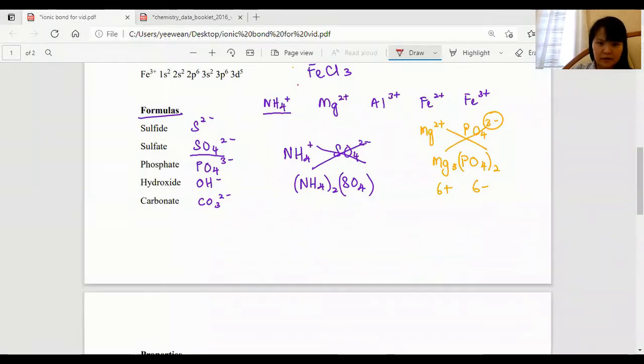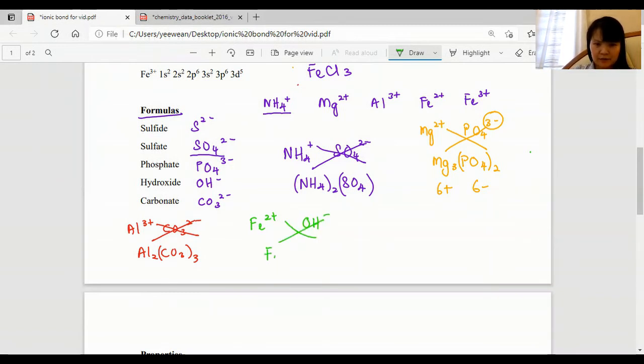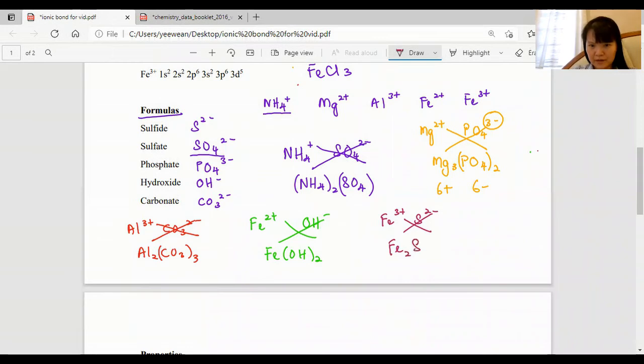Next example, say if I have Al3+ and maybe a CO3 2-, cross. So for Al I get 2, CO3 3 of it. Fe2+ with OH-, cross. Fe1, OH2. And last, Fe2S3.